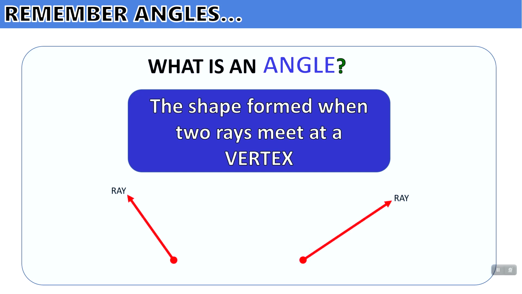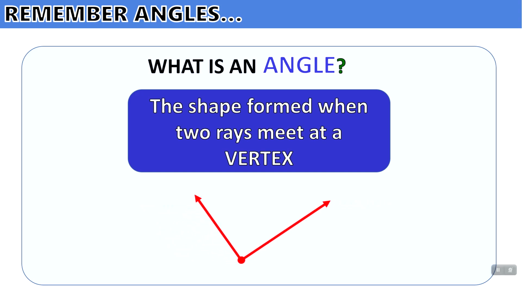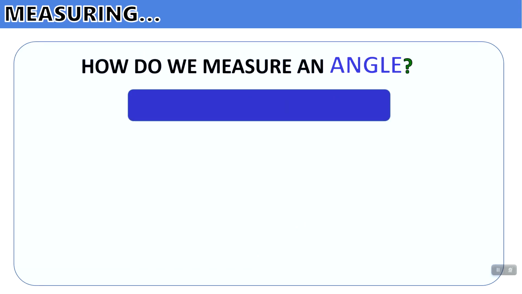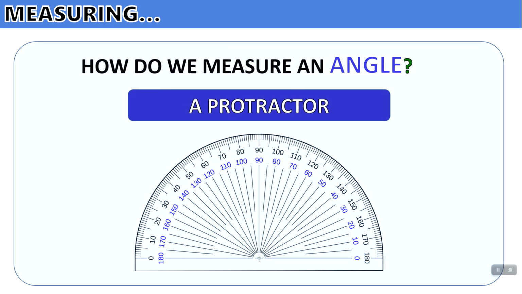Here are two rays. The point at which they meet is called the vertex, but this now is called an angle. Here is the vertex, the point at which the two rays have in common. The space in between gives us the number of degrees the angle has. But how do we measure an angle? Well, we have to use a special device known as a protractor, and it looks like this.